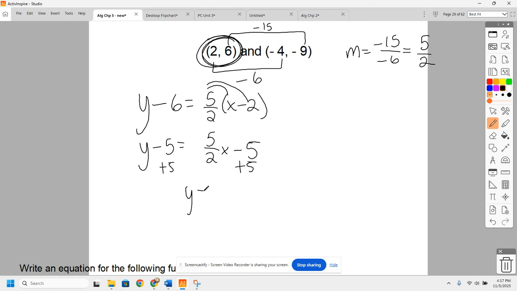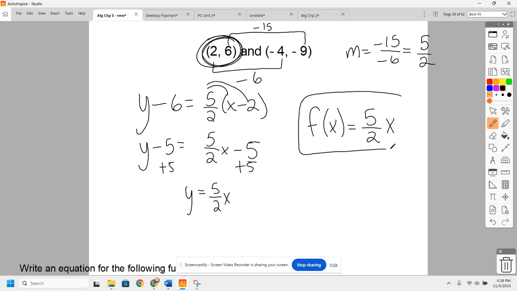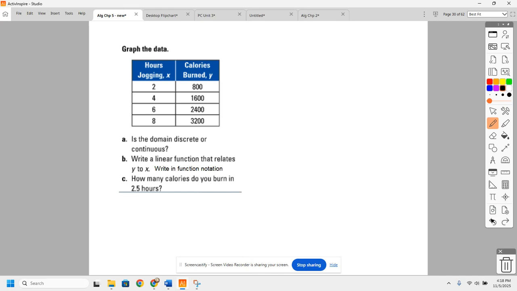I get y equals 5 halves of x, but I can't leave it in y equals. I have to change it to function notation. So function notation would look like f of x equals 5 over 2x. This would be my equation. All I'm doing is I'm replacing the y and putting in f of x, right? So that's, okay, so now we're going to talk about this word problem.